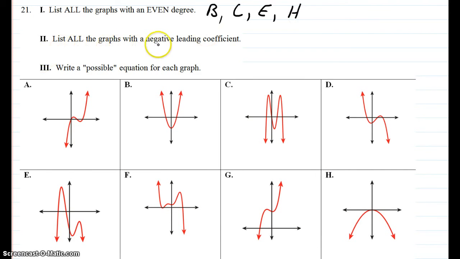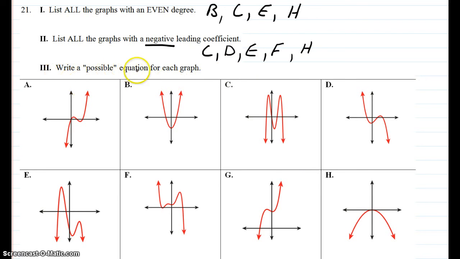Now list all the graphs with a negative leading coefficient. So with a negative coefficient, that means that I don't care if it's an even or an odd degree, it just ends going down. So A is going up, B is going up, C goes down, D is going down, E is going down, F is going down, G is going up, and H is going down.